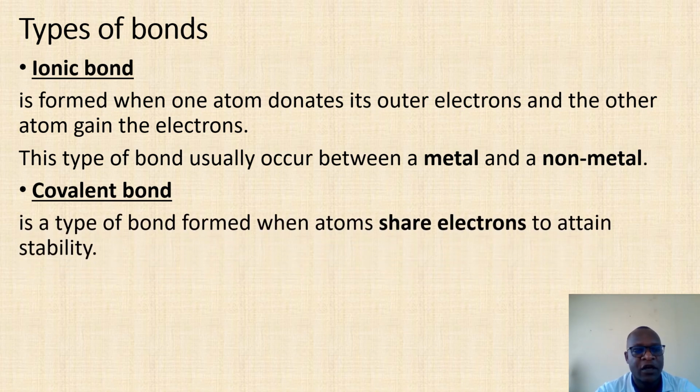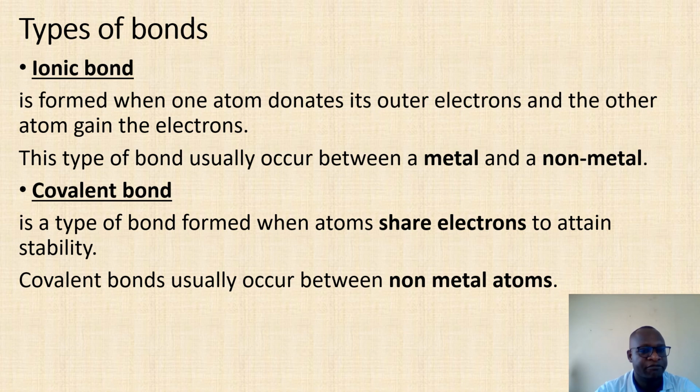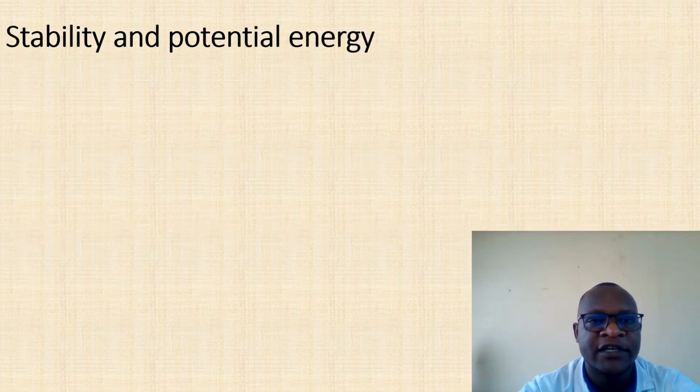And a covalent bond is basically a type of bond which is formed when atoms share electrons so that they can be stable. Basically, covalent bonds are formed between non-metal atoms, whereby they share electrons and no atom is going to donate or receive. Instead, they are going to share the electrons.